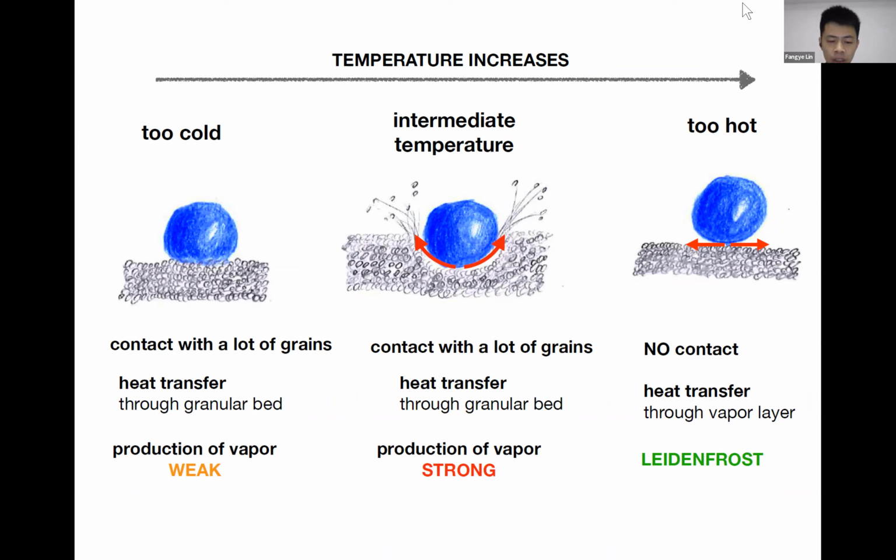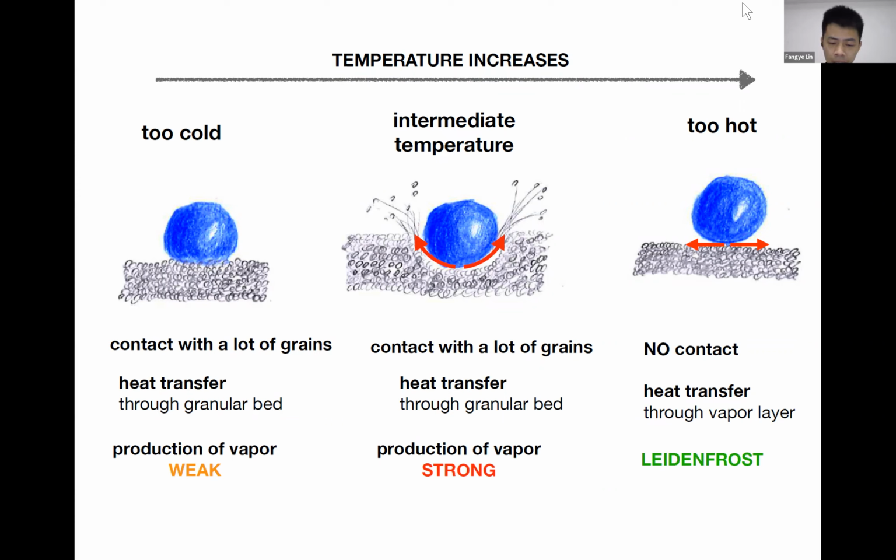On the opposite, when the grains are very hot, we assume the droplet could levitate upon a stable vapor layer. The vapor layer is thick enough to allow the vapor to escape without entraining grains, which is indeed the Leidenfrost state. To sketch the situation, the granular bed is like a solid substrate. The drop has no contact with grains.